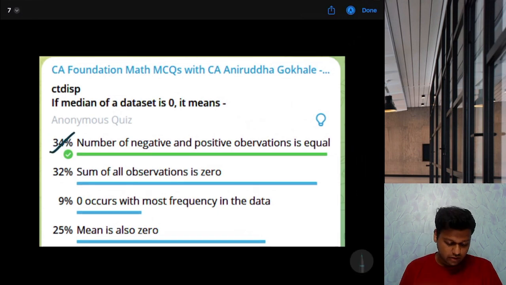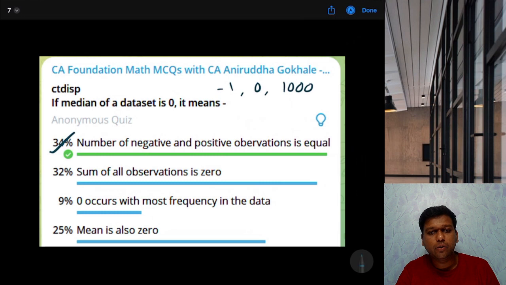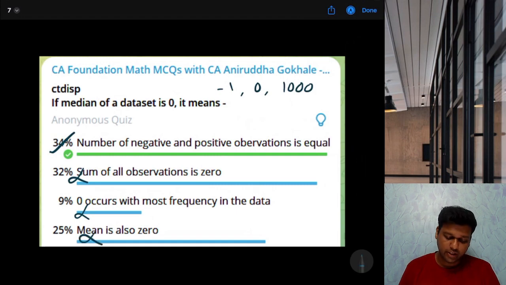Next is sum of all observations is 0. That is wrong. Because I mean that makes no sense. It can be also like this, right? -1, 0 and 1000. Still median is 0, but sum is not 0, right? 0 occurs with most frequency, not correct because that is mode. Mean is also 0, not correct.